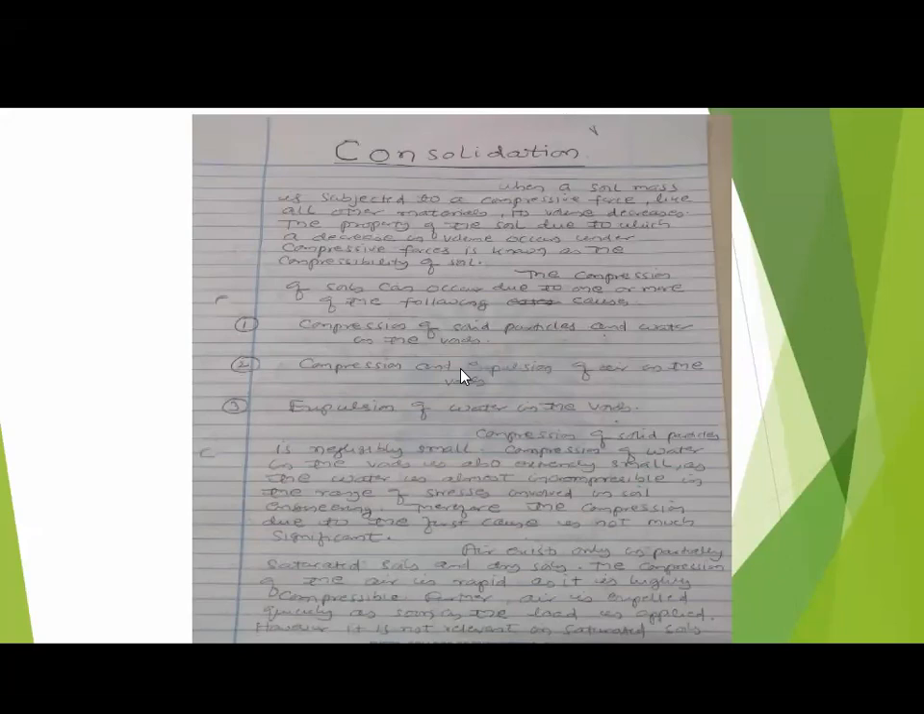But expulsion of water is not that easy. It is a very complicated process and it will take months and sometimes years together.